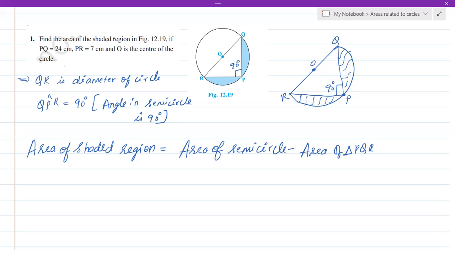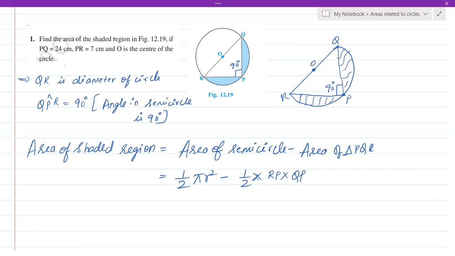Now we know that area of semicircle is given by the formula half pi r square, minus area of triangle PQR. You can use the formula half into base into height. Here you can take RP as the base. If you take RP as the base, QP will become the height. Whichever side you take as the base, for that side you should have the perpendicular from the opposite vertex. So if RP is the base, the opposite vertex is Q. From Q you have got perpendicular, that is QP, and that will be acting as height.